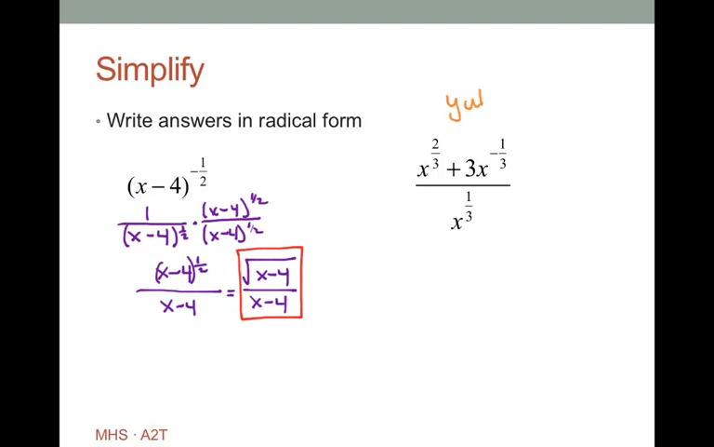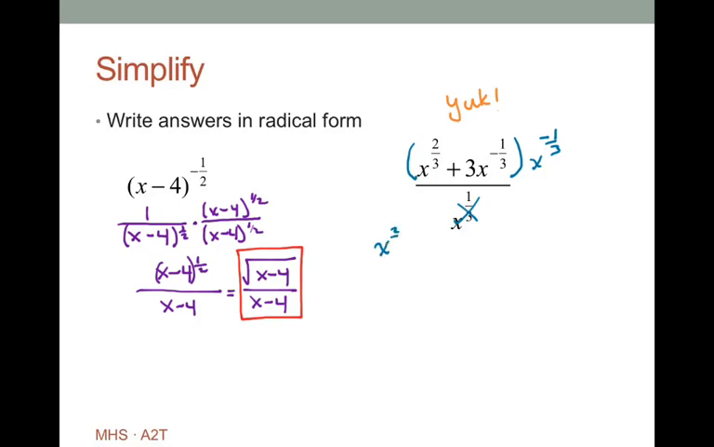Now this next one is really messy. So be patient, be neat, and be careful. Here we go. Since I have an x to the 1/3 down below, I'm going to change that to saying x to the minus 1/3, and then I'm going to distribute that x to the minus 1/3 to my other two terms.